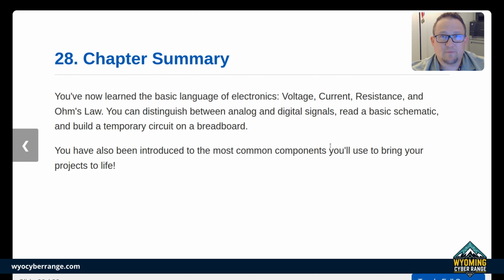All right, so we just talked about a few things. We talked about Ohm's law and the relationship between voltage, current, and resistance. We talked about the difference between analog and digital signals. We talked about reading a schematic. We don't do too much of this yet, but we will get lots of practice reading schematics. And then we are going to build a temporary circuit on a breadboard. That one is going to give us a blinking program. So go through the rest of this and keep practicing, and keep going on with your Wyoming Cyber Range learning. I'll see you for Chapter 3.